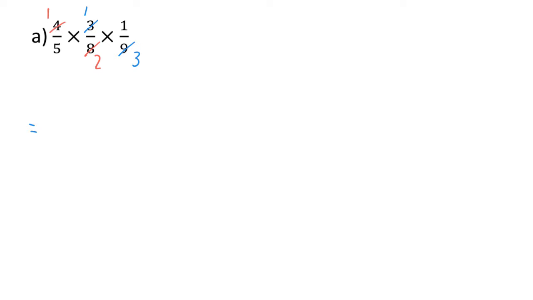So what we've got on the top is 1 multiplied by 1 multiplied by 1, and on the bottom we've got 5 times 2 times 3. 1 times 1 times 1 is 1, 5 times 2 is 10, 10 threes are 30. So the answer there is 1/30.